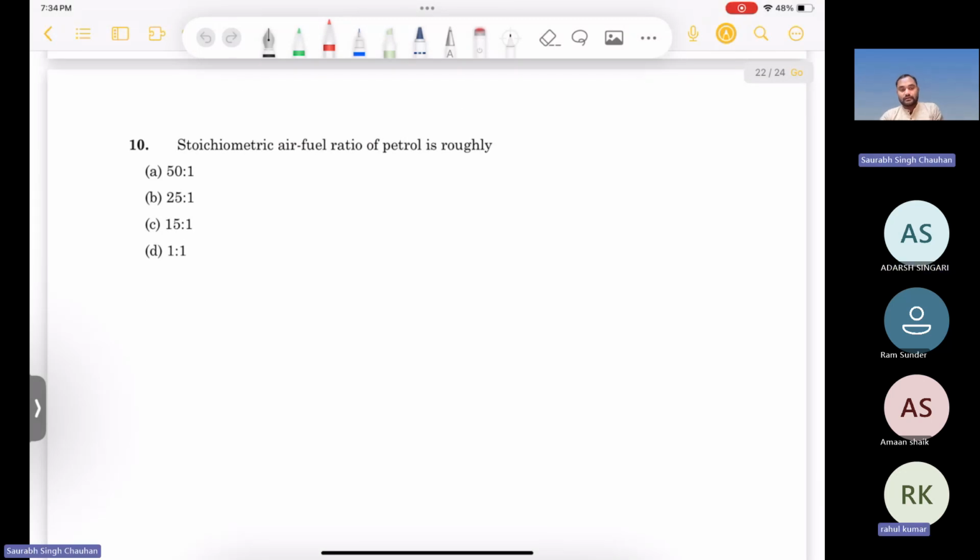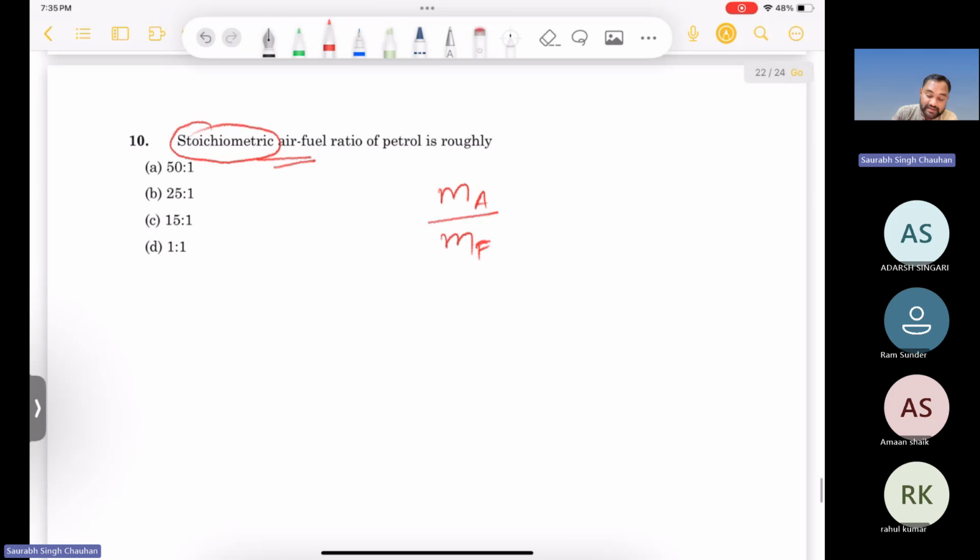So question number 15: the stoichiometric air fuel ratio of petrol is roughly. So you know what the stoichiometric air fuel ratio is? Air fuel ratio means the mass of air divided by the mass of fuel in the mixture. And stoichiometric means a chemically correct mixture, right?